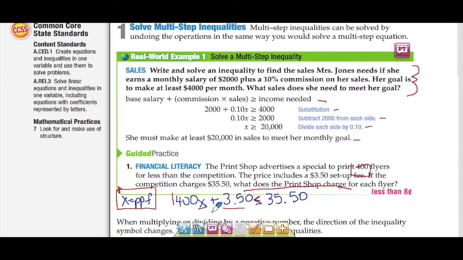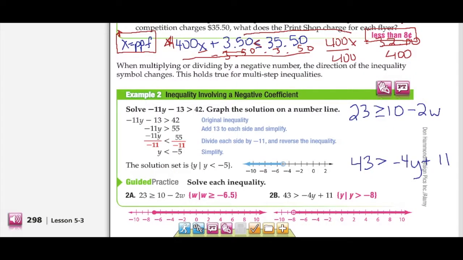When I subtract $3.50 from both sides, I get 400x is equal to $32. And when I divide both sides by 400, I find out that the price per flyer has to be less than 8 cents. For example 2, we're going to do some more multi-step inequalities and paying attention to that negative coefficient. And that negative number is going to change the direction of the inequality symbol.